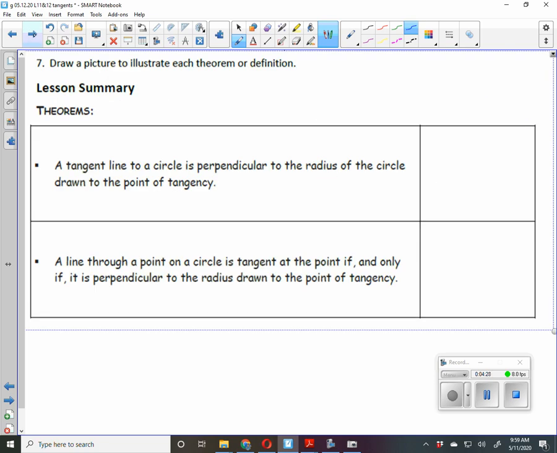All right, some terminology that we're hitting. A tangent line to a circle is perpendicular to the radius of the circle drawn to the point of tangency. There's a tangent line, and a radius drawn to the center of the circle. That's going to be a perpendicular line. A line through a point on a curve is tangent at the point if and only if it is perpendicular to the radius drawn to the point of tangency. So you end up repeating that. It just flips things around in terms of how they set it.